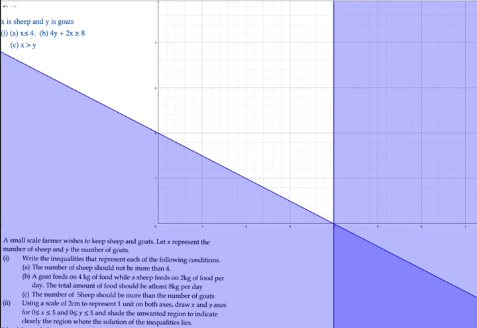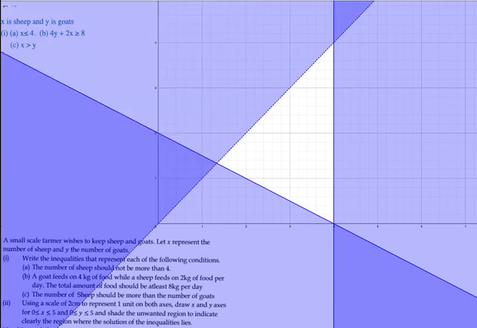Then let's go to the final one, C, x greater than y. It means the number of sheep has to be greater than the number of goats. Because of that inequality, this will be a solid line. Okay, there it is, the solid line. And we want values of x that are greater than y. Those values are below that line going forward. The more we move to the positive of x, the higher the numbers of x will be. So we don't want the values where y is the greater value. And that's it.